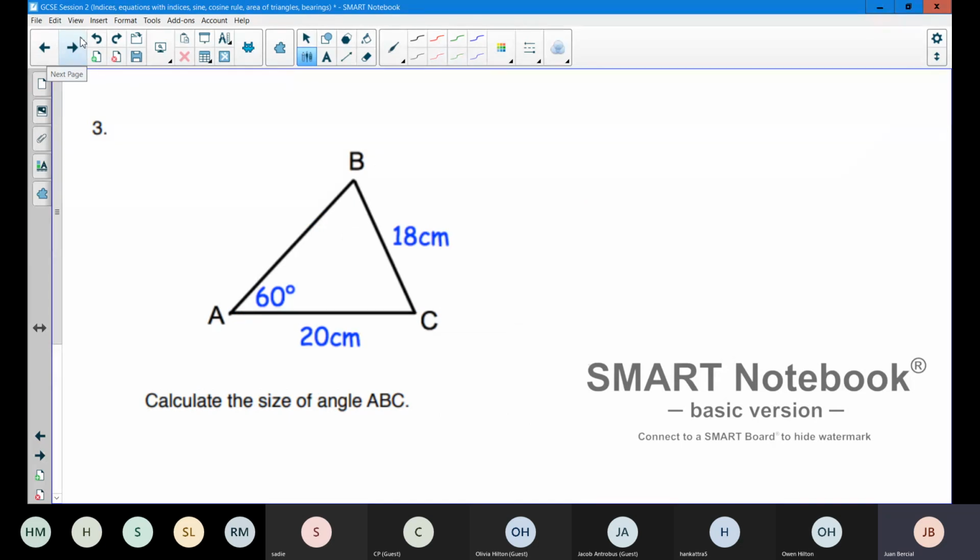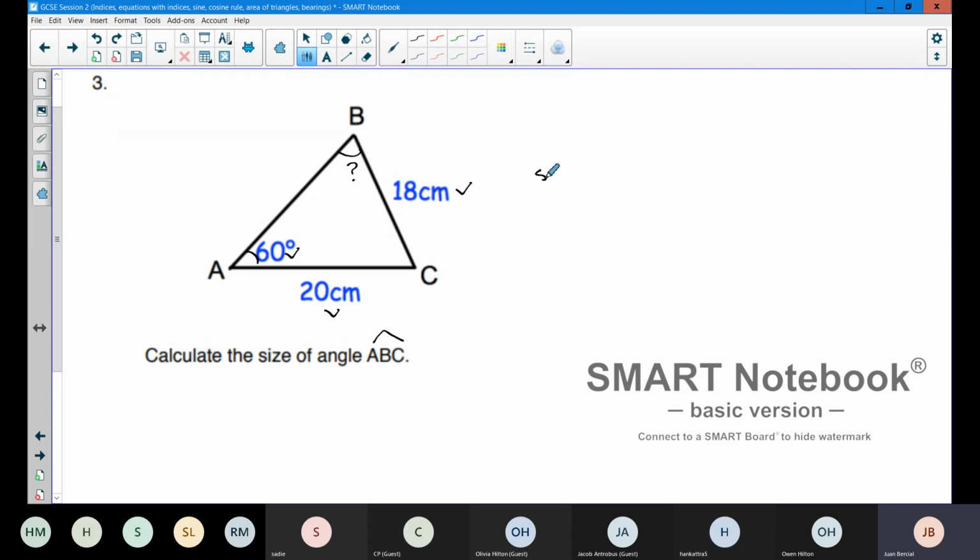The next example is asking me to calculate the size of the angle ABC. Now, when the angles are given like that, angle ABC, they want me to find this angle here. So what do I know? I know A, I know the opposite, I know 20, and I want to find out the opposite angle. This type of situation is not the cosine rule, we want to find that angle. So we can use this. This is a sine rule case.